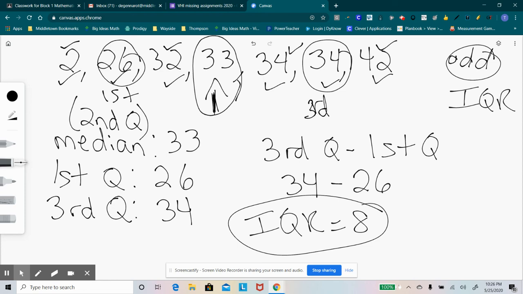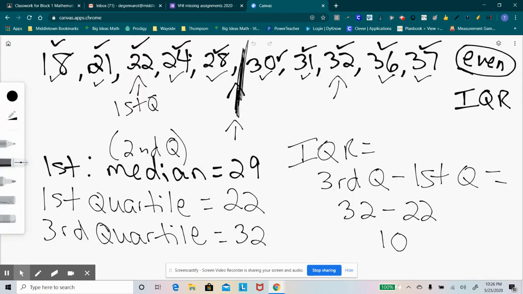So I want you to take a look here. If you remember what I said, because this is the median, it is not included when you're finding the first quartile and the third quartile. If I go back to our previous one when we had our even set, 29 was our median. Well, if you look, 29 is smack in between 28 and 30. So 28 wasn't our median, so that's why we included 28 in our first quartile. 30 is also included in our third quartile because 30 is not our median, 29 is. So whatever your median is, you cannot include it when you're finding the first quartile or the third quartile.